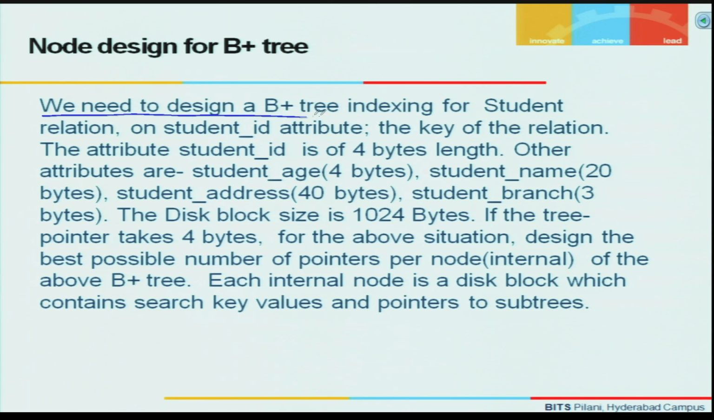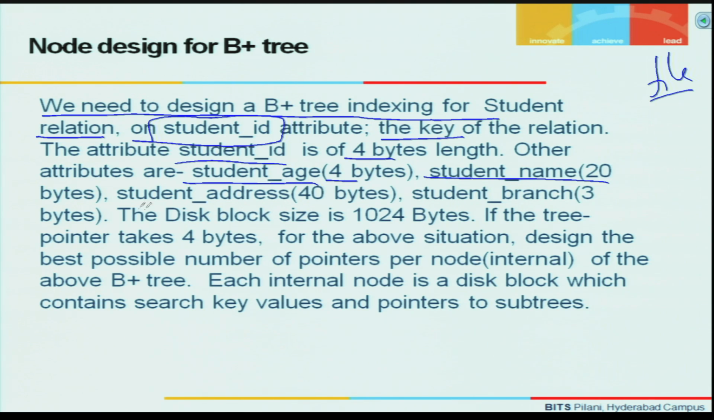We need to design a B plus tree indexing for a student relation. That means there is a file which stores student records. On the student ID, that is, what is the indexing attribute? It is student ID, which is the key of the relation. The attribute student ID is of 4 bytes length. Other attributes of the table are student age, which is 4 bytes, student name 20 bytes, student address 40 bytes, and student branch, which takes 3 bytes.